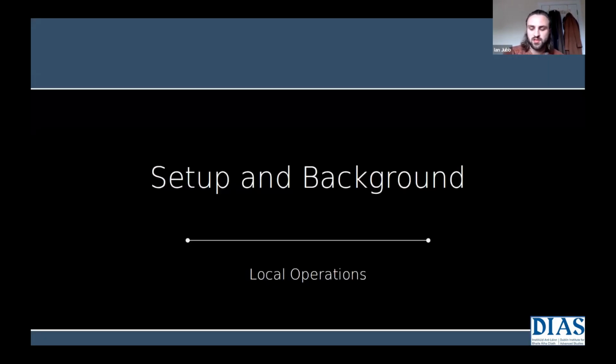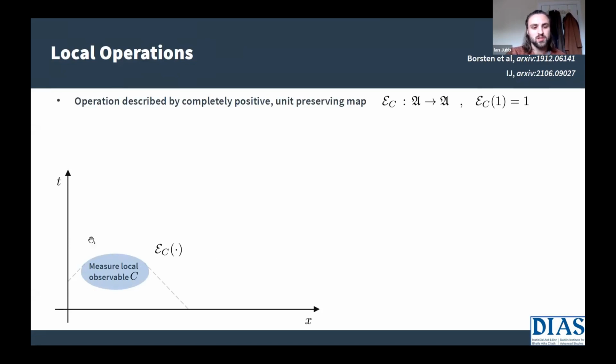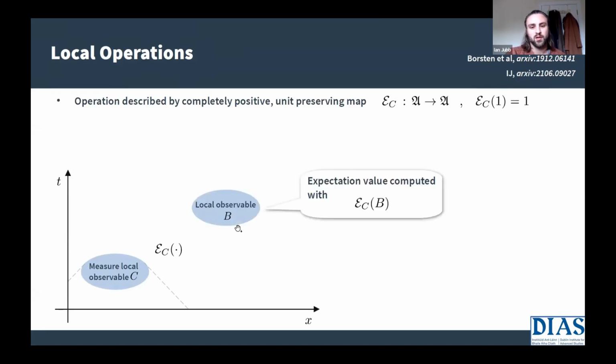Okay, now I just want to introduce the idea of local operations. So imagine you make a measurement in some local region of spacetime of some observable C local to that region. We can describe this with what I'll call an update map on observables that are not to the past of this region. So what I mean is, if we're given some observable B up here, then when we compute its expectation value, we do that not with B, but with E_C on B. So like this.